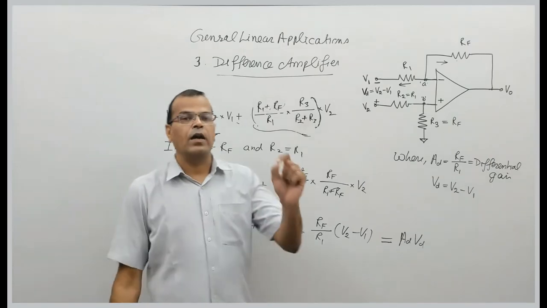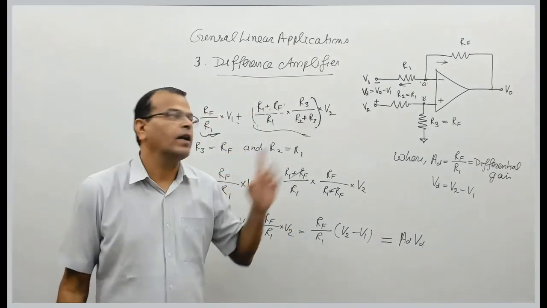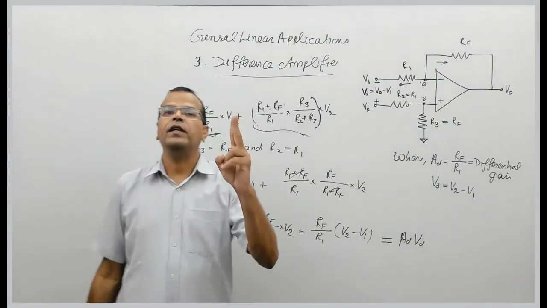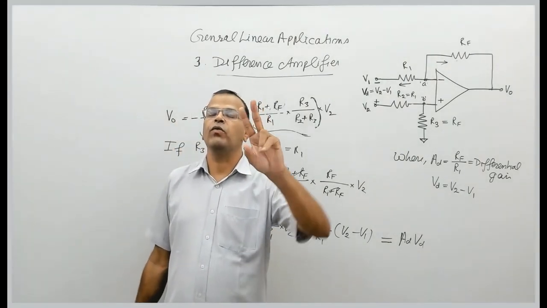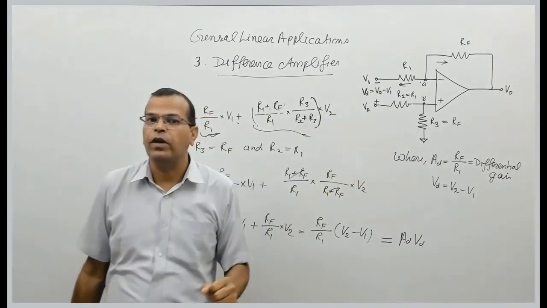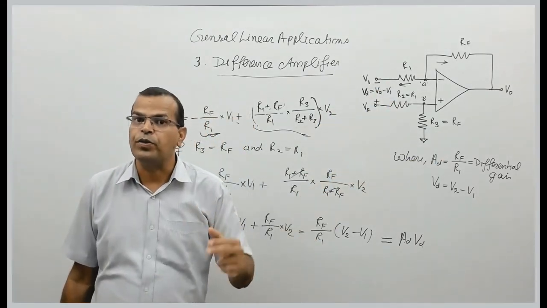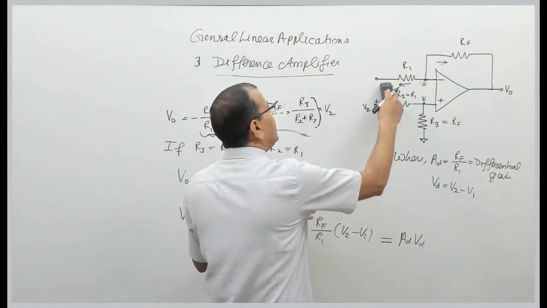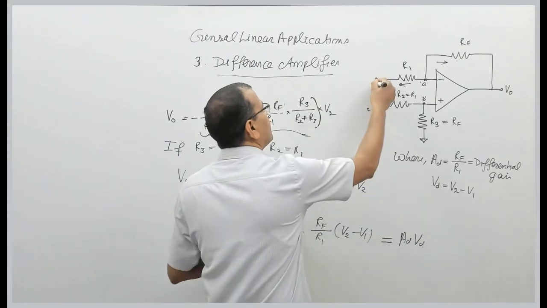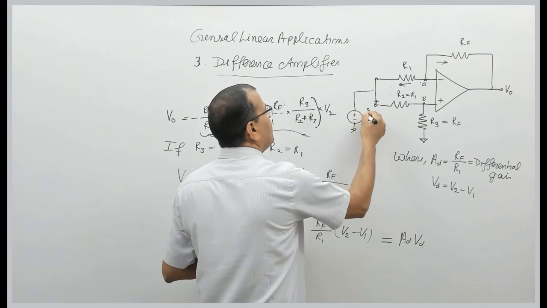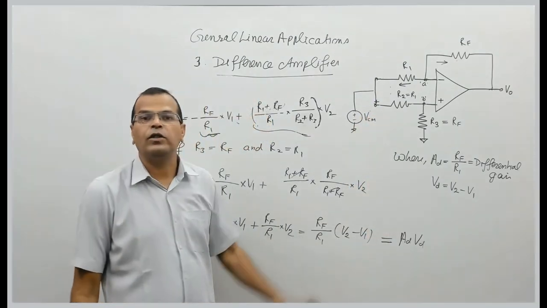Fine. Now try to recall the differential amplifier. This circuit is acting like a differential amplifier. In a differential amplifier we have two types of inputs. One is called differential mode input, that is V2 minus V1. Another is called common mode input. For common mode input, what do we do? We connect the same input to both the input terminals. That is called common mode input.